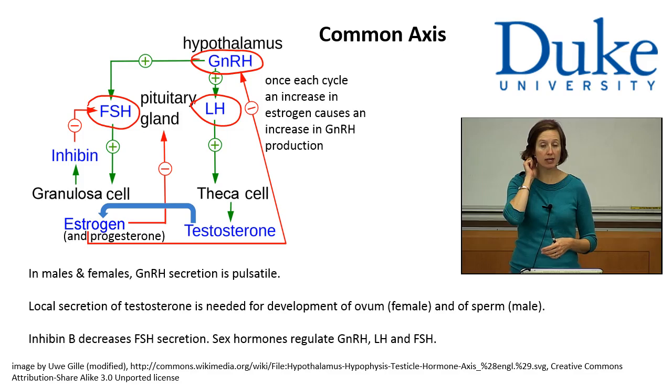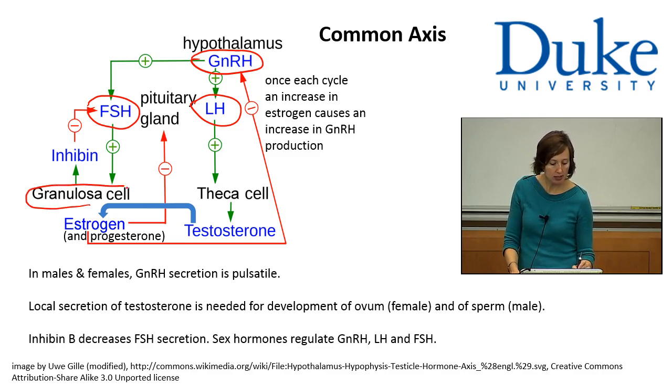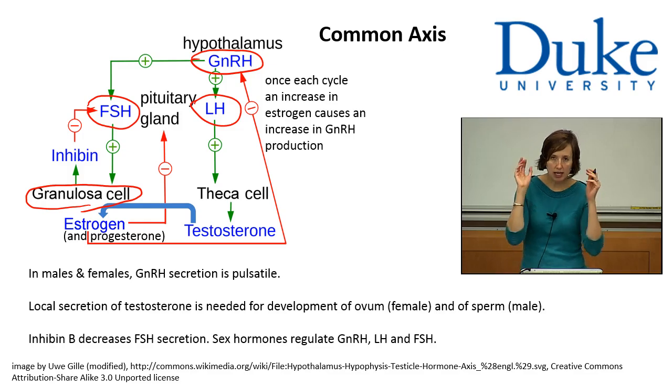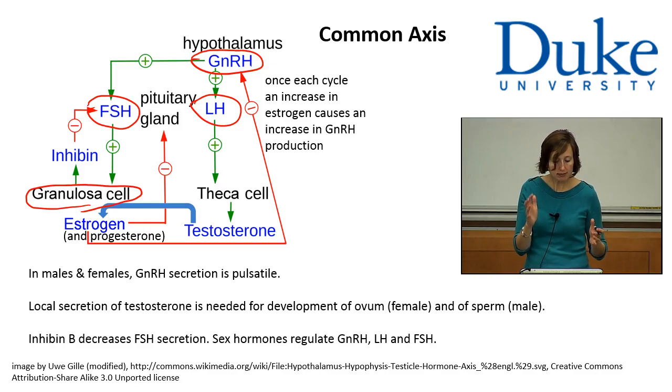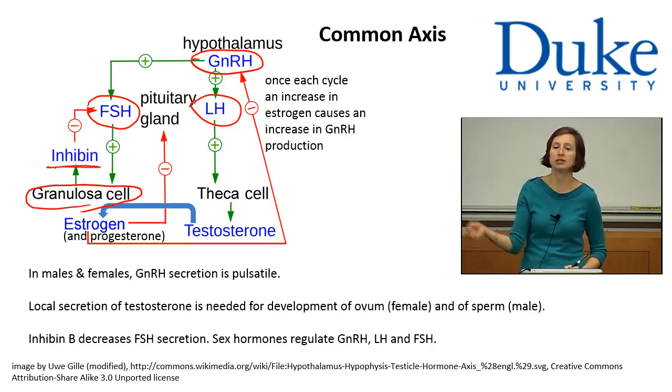Remember that FSH acted on Sertoli cells in the seminiferous tubules that were in contact with the developing sperm. So in the same way, FSH is acting on granulosa cells in the female gonad, the ovary, that are in direct contact with the forming oocyte. Those granulosa cells are also forming inhibin that is going to inhibit the release of FSH.